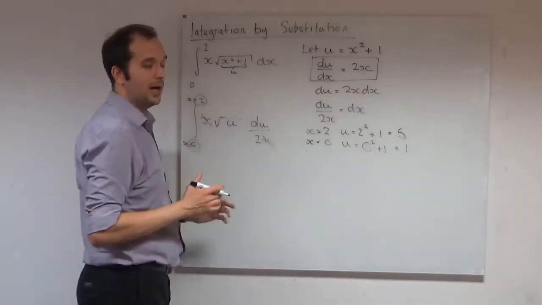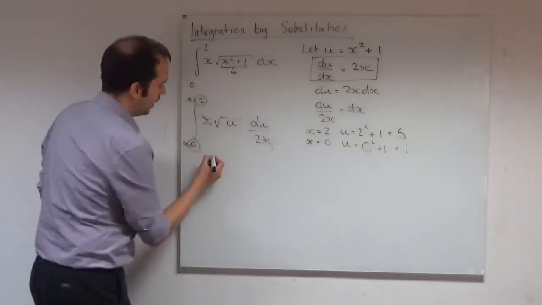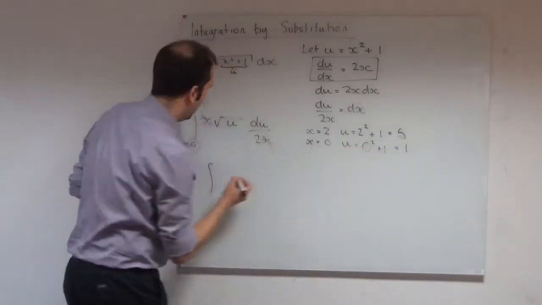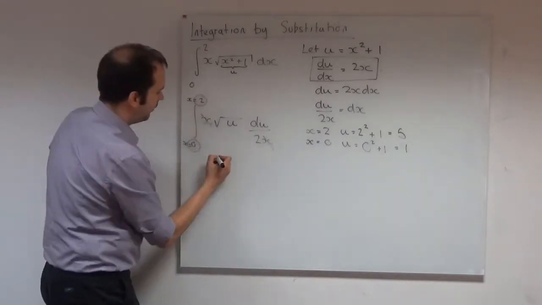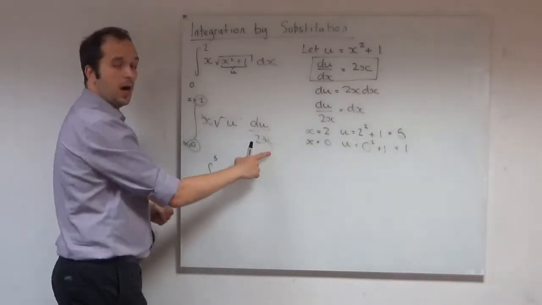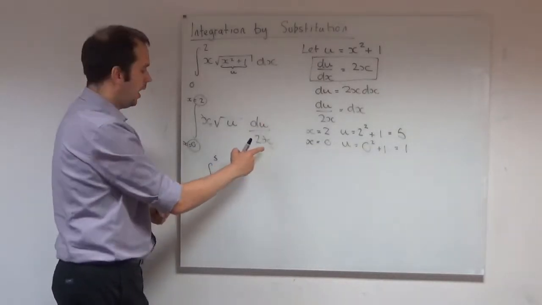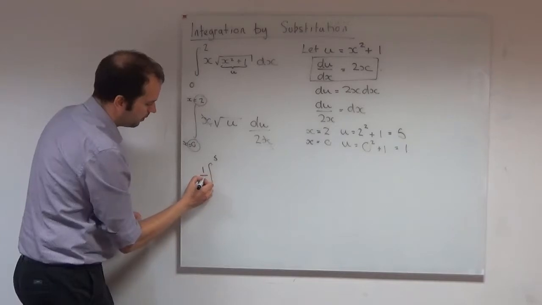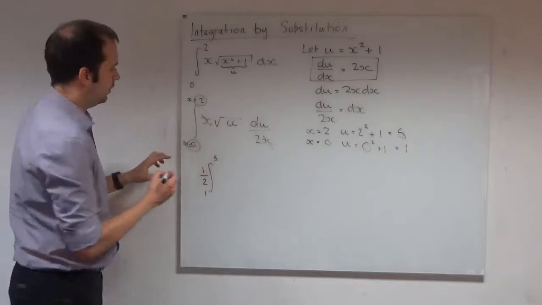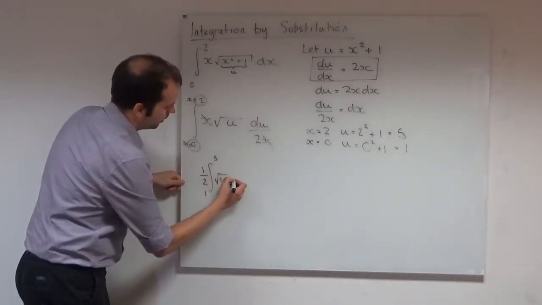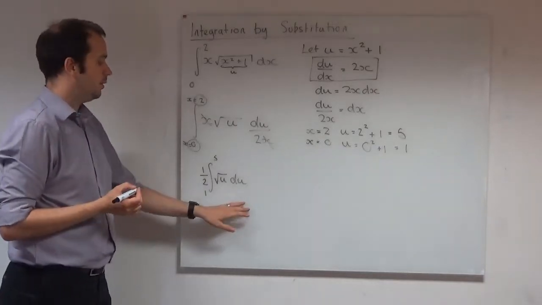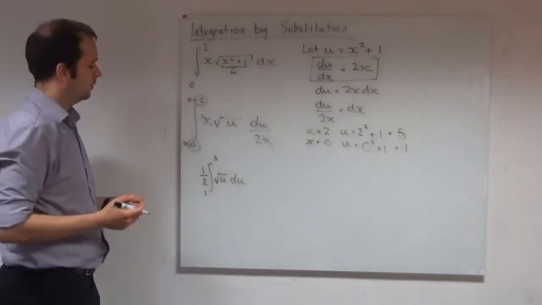And once I've changed them as well, then everything in that integral has been changed into u's. So 0 is now 1, 2 is now 5, the x's have cancelled. I've got this factor of a half here, this du over 2 is the same as a half, so I'm going to bring that half out the front of my integral sign. And what will that leave me with? It will leave me with root u du. Now this is certainly an integral we can do now.